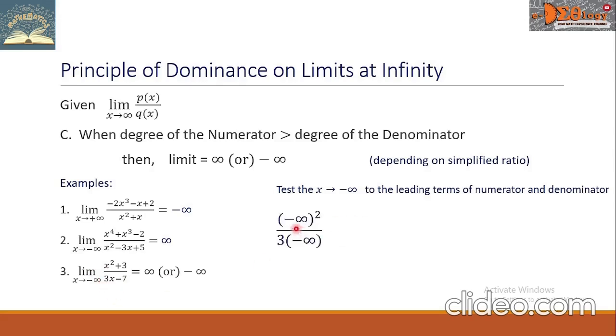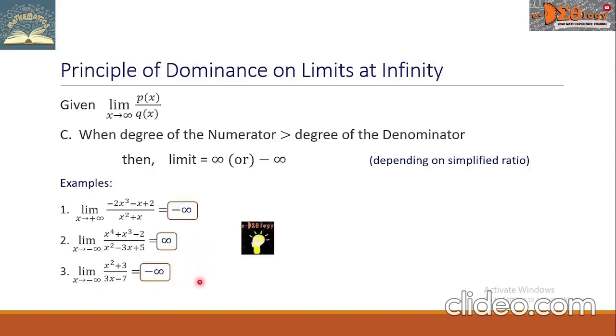So, negative infinity, that is raised to 2, all over 3 times negative infinity. In the numerator, the square of a negative number will be positive, and that is simply infinity. The 3 multiplied by negative infinity is simply negative infinity. And infinity divided by a negative infinity will give us negative infinity. So problem number 3, the answer is negative infinity. These are now the answers.